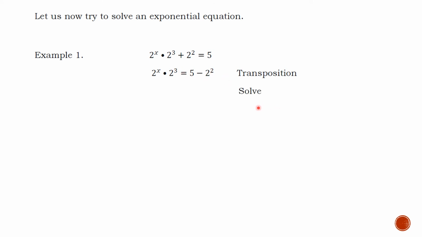Then after that, we are going to solve. So, 2 squared, that is equal to 2 times 2, and 2 times 2 is equal to 4. So, it will become 2 raised to x times 2 raised to 3 equals 5 minus 4, and then solve natin yan. 5 minus 4, that is equal to 1, diba? We have to simplify. So, that is 2.